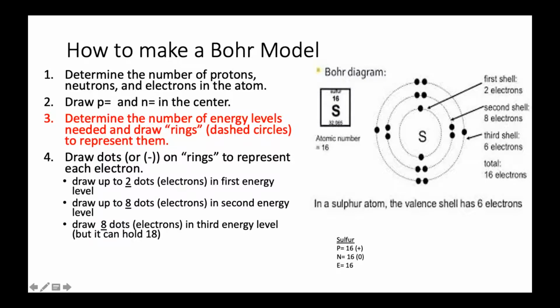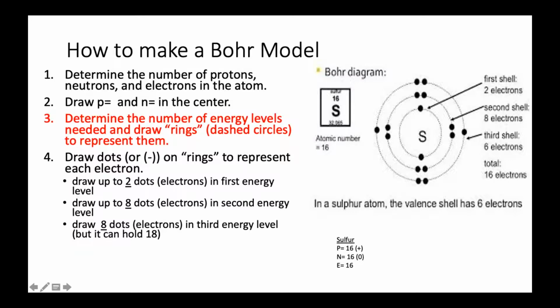Remember, I have 16 electrons. The first 2 electrons go in the first energy level, or the first shell. But I have more than 2, so now I go to the second energy level. The second energy level can only hold 8 electrons. So I'm going to fill it up, because 2 plus 8 is 10 and sulfur has more than 10. So here I have 1, 2, and then 2, 4, 6, 8. So 2 plus 8 equals 10 electrons.